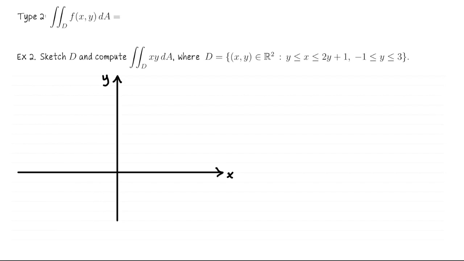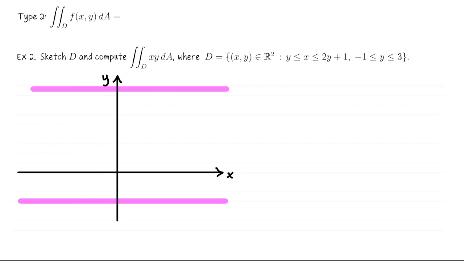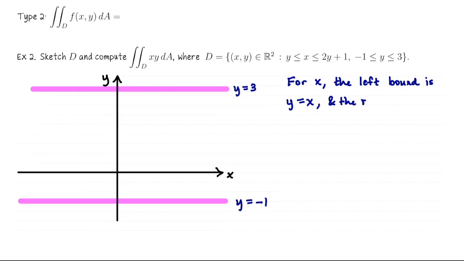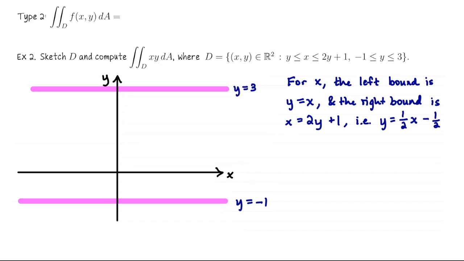Okay, so y is bounded between negative 1 and 3. Let me go ahead and place those horizontal lines on this graph. So our domain lives between these two horizontal lines. Now we need to place the bounds for x. For x, the left bound is the line y equals x, and the right bound is x equals 2y plus 1. If you prefer, you can solve for y in that equation just to have y equals mx plus b form. You would get y equals 1/2 x minus 1/2.